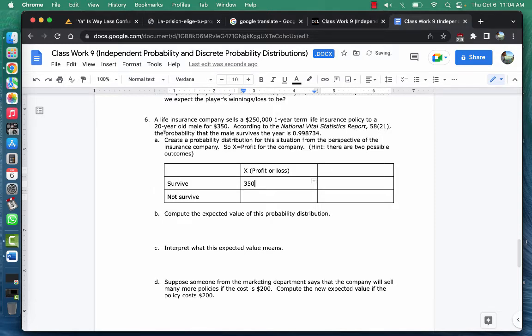We also know that the probability that the 20-year-old male will survive the year, so this is the probability of that outcome, is 0.998734.